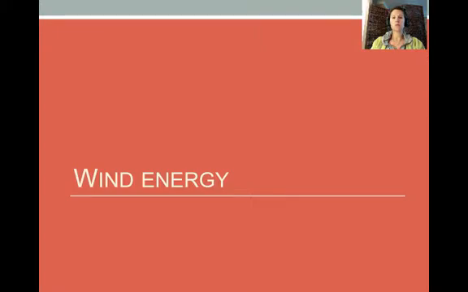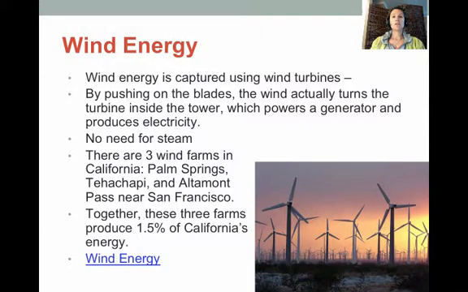All right, let's move on to wind energy. Wind energy is captured using wind turbines. We don't say windmills. A lot of people do say that, but a windmill is actually used for either moving water, grinding grain, something like that. So the technical name for them is wind turbines.